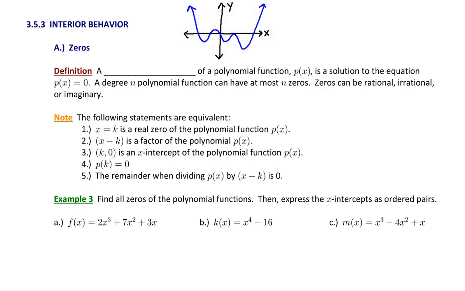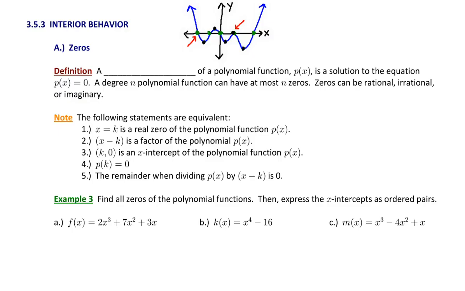In this section, we're going to examine the interior behavior. So we're going to be interested in locating the x-intercepts of the graph. Those are also called zeros of the polynomial function. And we're going to learn how to determine the behavior of the function at those x-intercepts. Does it cross through the x-intercept or does it bounce at the x-intercept? And then finally, we'll talk about turning points, where a function either has a local minimum or a local maximum point.